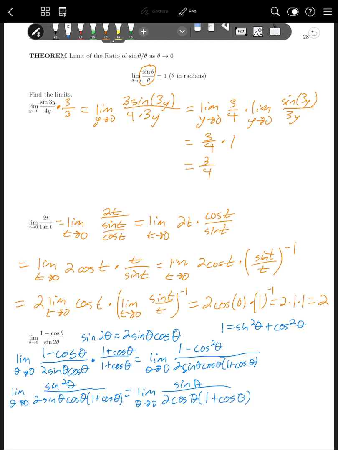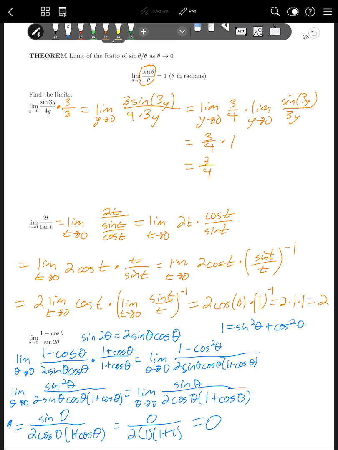And now the denominator is not going to be 0 when I plug in 0, so I can just plug it in. So this would be sine of 0. Oops, sorry. Not of theta. Sine of 0 over 2 cosine 0 times 1 plus cosine 0. So that's 0 over 2 times 1 plus 1, which is just 0.